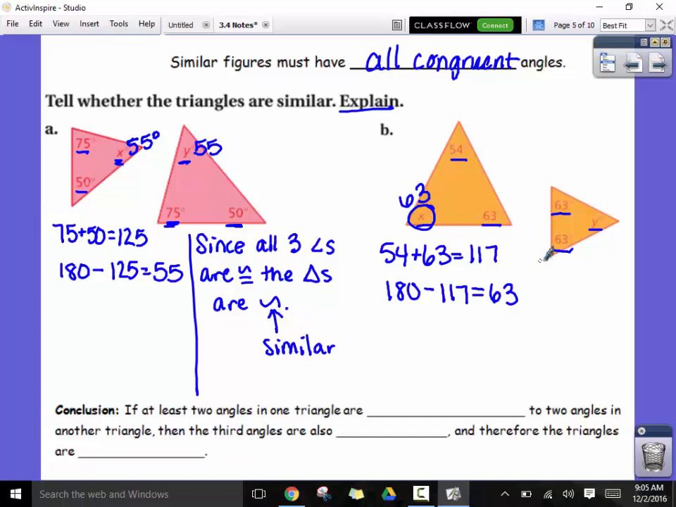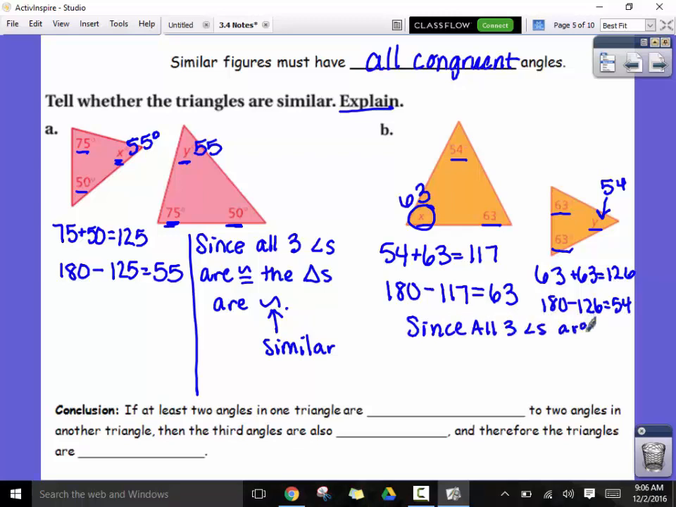If I look at my second triangle, I have an angle of 63 and 63, and a missing angle. If I look at the other triangle, the first one, I have an angle of 63, 63, and the last angle is 54. So this angle must also be the same as over here, 54. I can double check. If I add 63 and 63 together, that's 126. And if I do 180 minus 126, it's 54. So since all three angles are congruent, the triangles are similar.